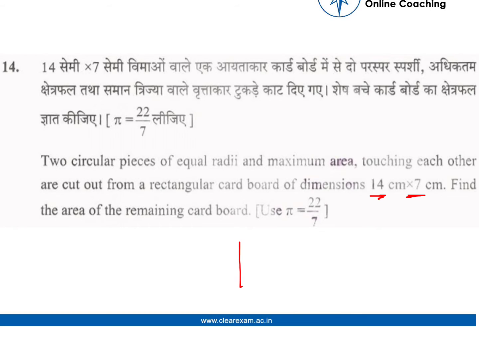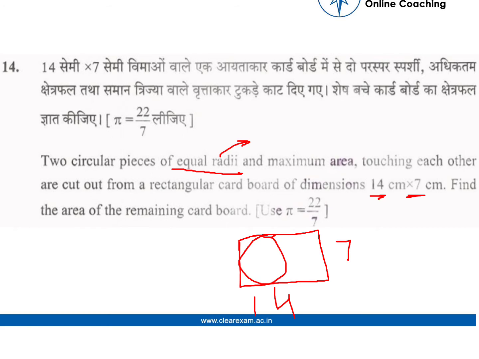This is a cardboard, 14 centimeter length and 7 breadth, and we have to cut circles of maximum area with equal radii. Equal circles means equal radius. Radii is the plural of radius. These circles are equal and touch each other.